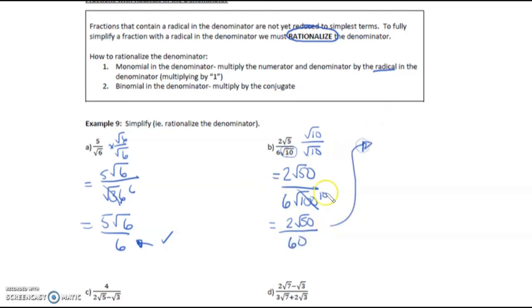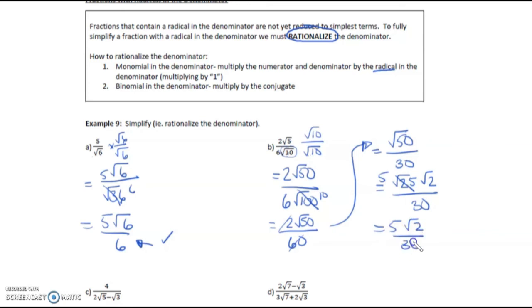Okay, and from this point, we can just keep simplifying. 2 over 60 would be 1 over 30, so root 50 over 30. And then root 50 can break down into root 10, root 5. Oh, no. We would need something rooted because 30 is not under a root sign. So let's go root 25, root 2. Root 25 breaks down into 5. We'll have 5 root 2 over 30. Those will cancel. 30 goes down to 6. We get root 2 over 6.